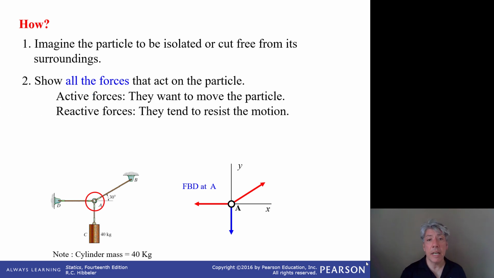Now, there are active forces. Those are forces that are applied that are trying to move the particle, and there are also reactive forces. Reactive forces are forces that can actually vary in magnitude. So, for example, you notice the blue arrow is drawn in a different color than the two red. Why is that? Well, it's because the weight of the cylinder is a constant thing, right?